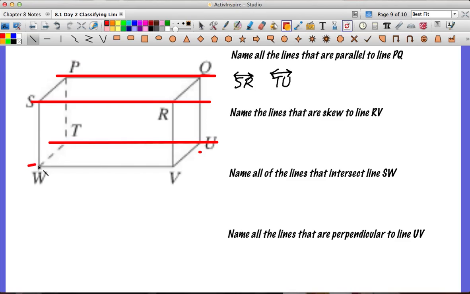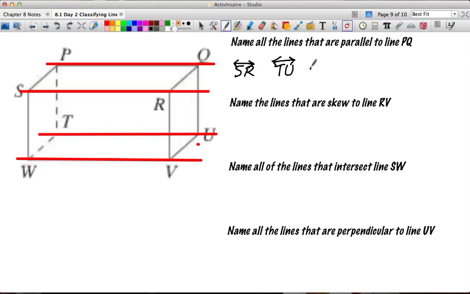Last but not least, we look at line WV. So when you're finding parallel lines, typically you're going to look for lines that all run the same direction. PQ runs from left to right, so any line that runs up and down isn't going to be parallel because they're not going to be going the same direction, they're not going to be the same distance apart, meaning they cannot be parallel. Okay, so line WV: same distance apart, never intersecting. We can conclude line WV is parallel to line PQ.